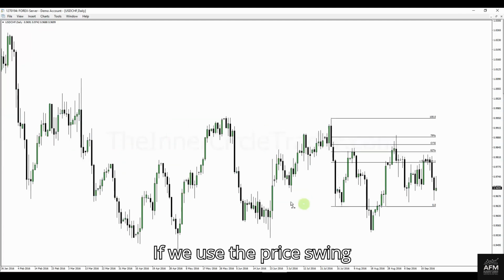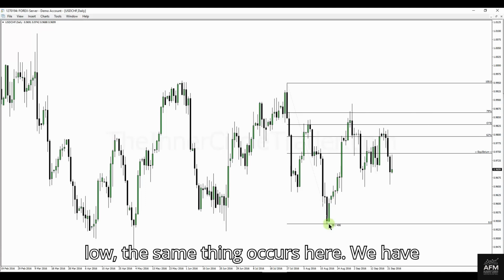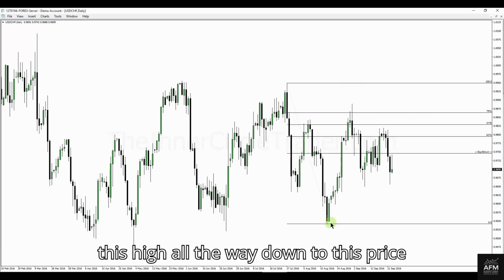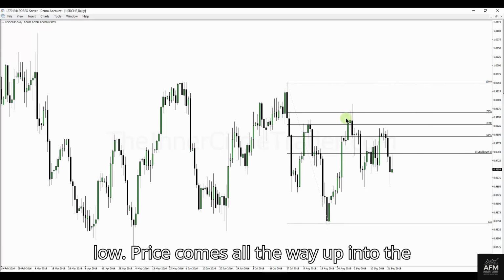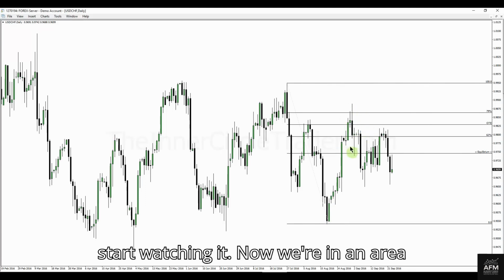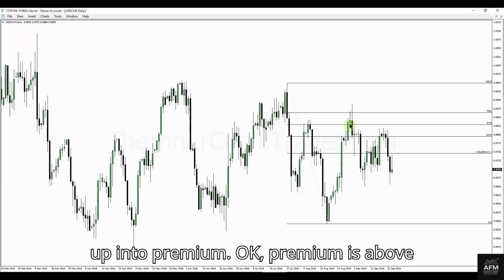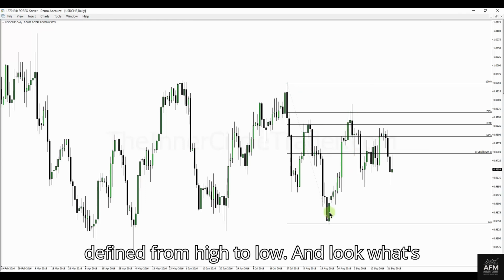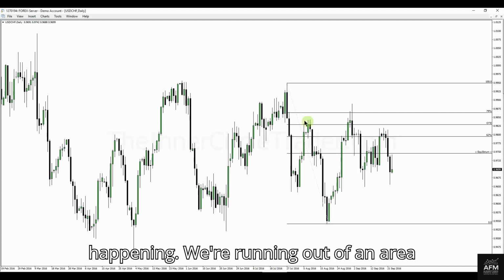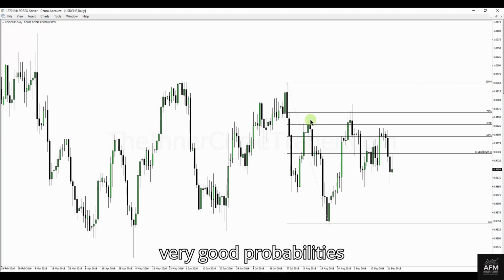If we use the price swing from that high we just anchored to this low, the same thing occurs here. We have this high all the way down to this price low. Price comes all the way up into the 79% retracement level above equilibrium. We start watching it. Now we're in an area where the price is going from equilibrium up into premium. Premium is above equilibrium in a range that's been defined from high to low. And look what's happening. We're running out an area of stops above an old high. Again, very, very good probabilities for getting short.